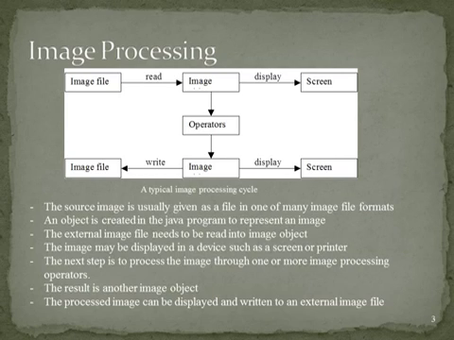The next step is to process the image through one or more image operators like smoothing, filtering, sharpening, and transformation, and then the result is another image object. The processed image can be displayed on the screen and also can be returned to an external image file.